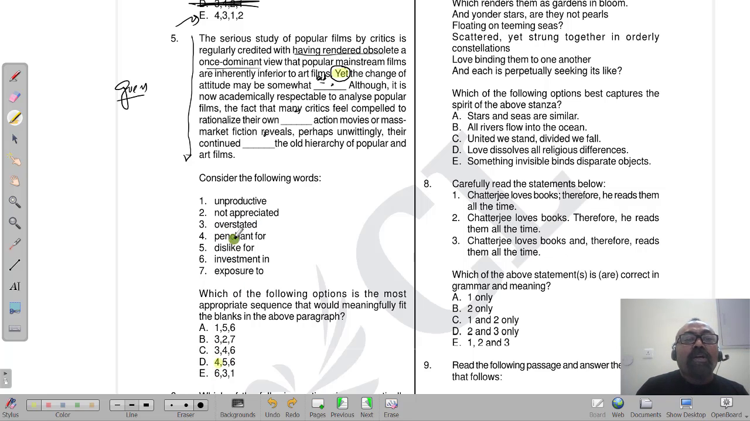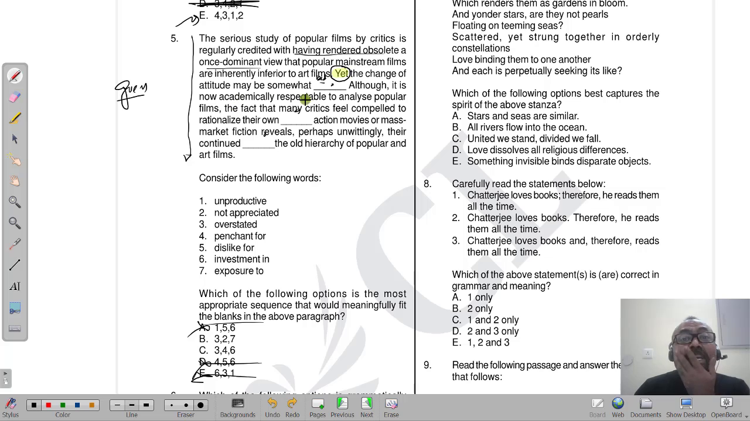4 and 6. What is 4? Penchant for. What do you mean? Somewhat penchant for. Penchant for what? 6 is saying investment in. Investment in what? So obviously you know that these would not be the words. All these are getting eliminated. So it's 2 or 4 for the second blank. Let's have a look.